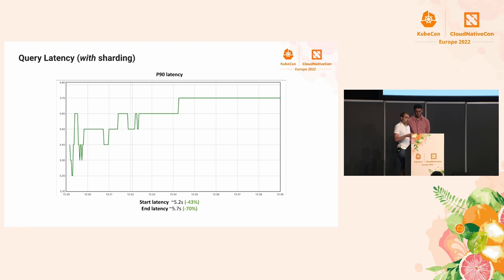And if we compare that to the sharded setup, so when we actually split queries into smaller shards, when we start the benchmark, the P90 is about 5 seconds. So already we have about a 40% decrease in query execution. And when we end the benchmark, the latency is about 5.7 seconds. So what we can see from this graph, which might not be easy to measure in numbers, is that we get a much more predictable and much smoother query response time by simply partitioning work across multiple nodes or multiple processes. In this case, it's a single node, just multiple processes.